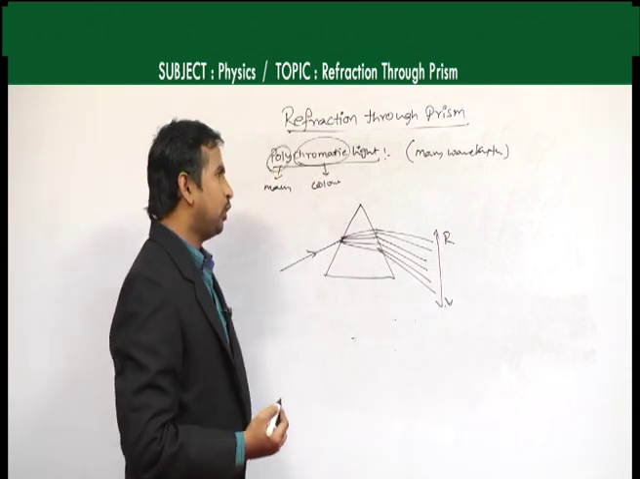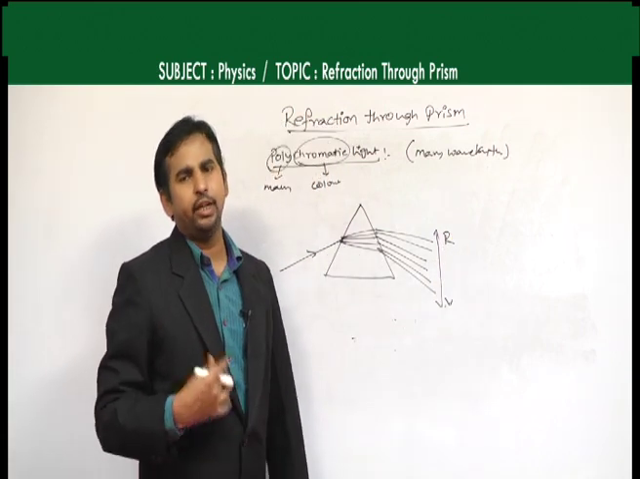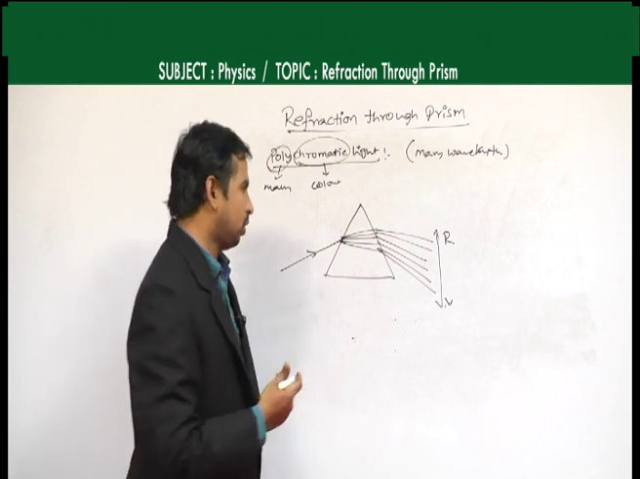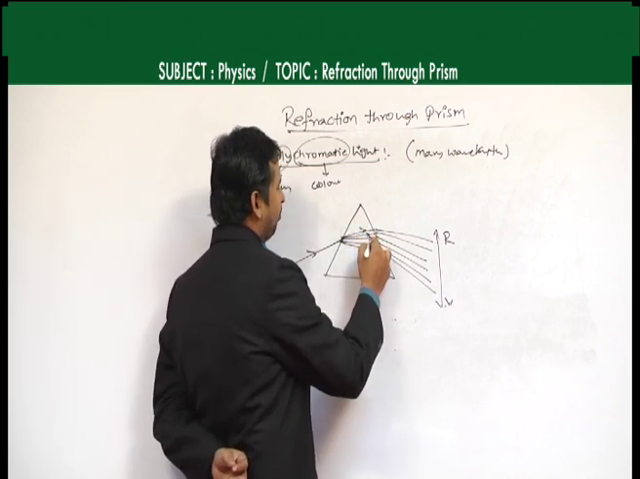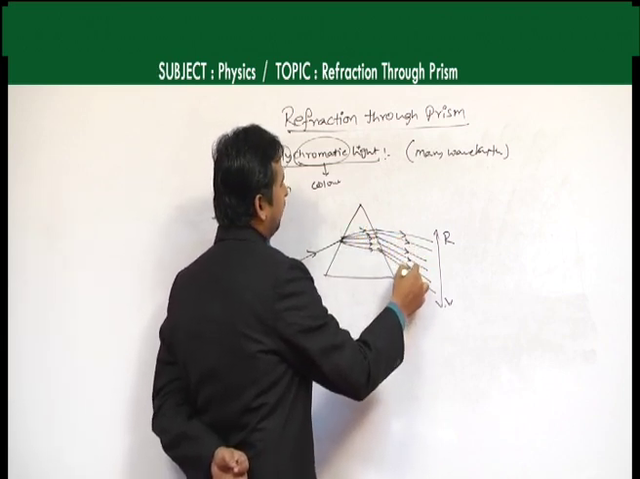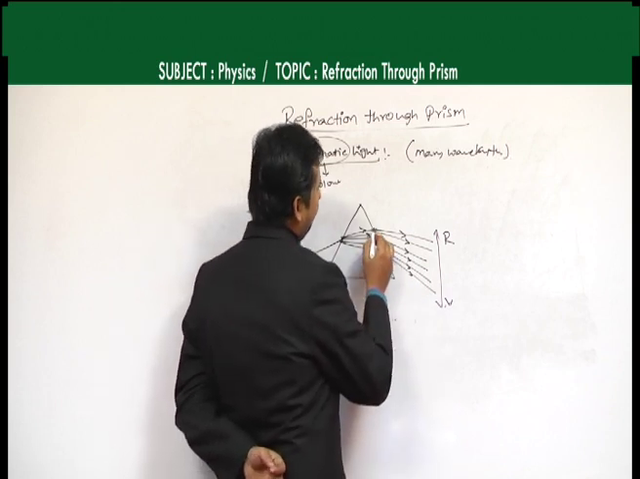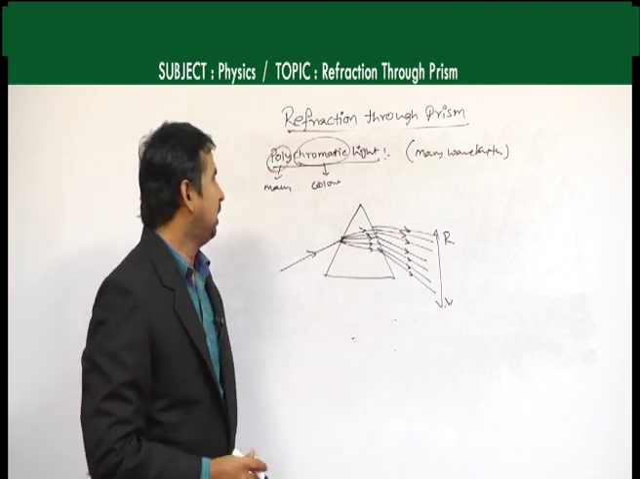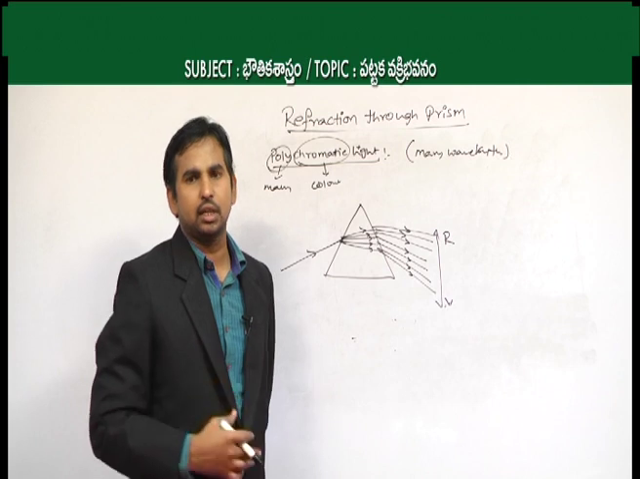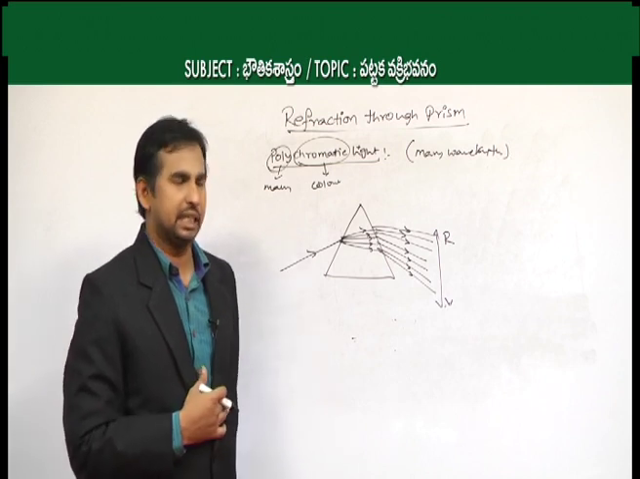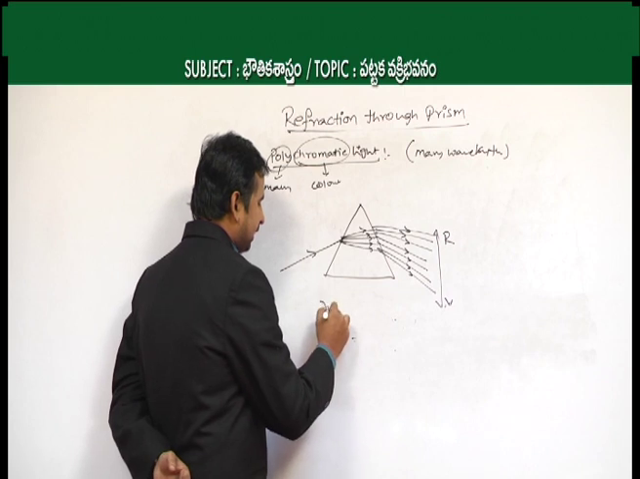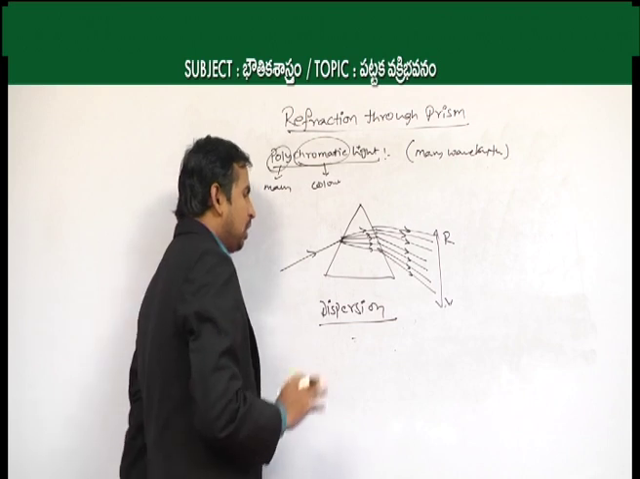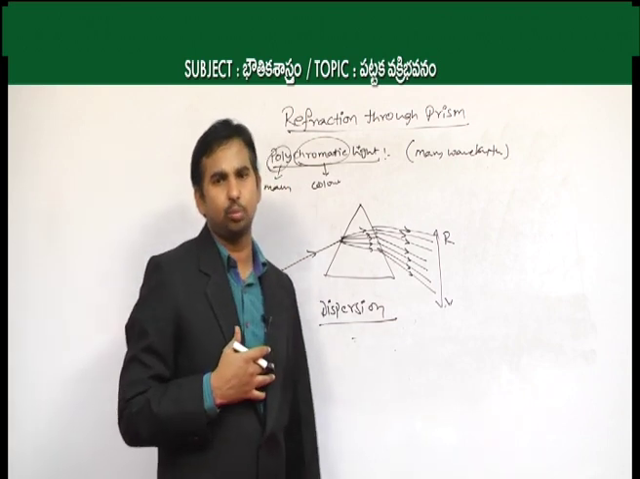This phenomenon of splitting of white light into different colors is what we call dispersion of light. It means when a polychromatic light is passed through any refracting medium, like glass or water, the light splits into different colors. That phenomenon we call dispersion. Now the first question on dispersion is: what is the reason for this dispersion phenomenon?